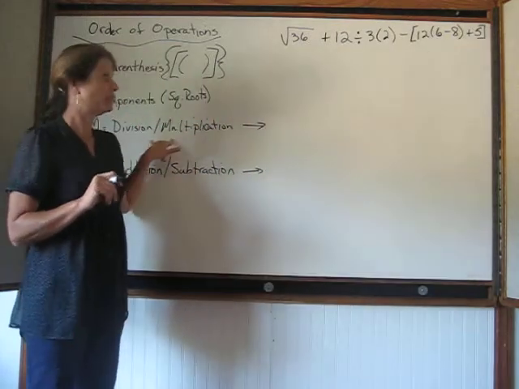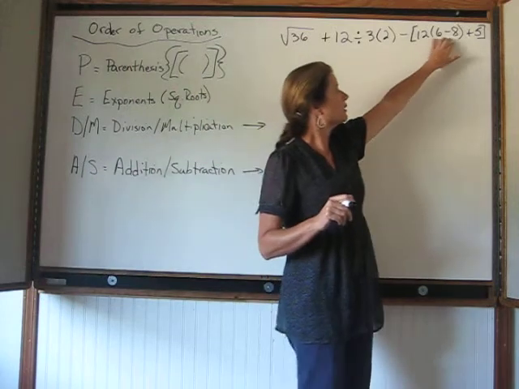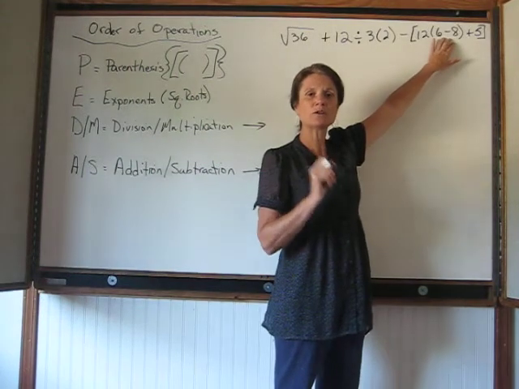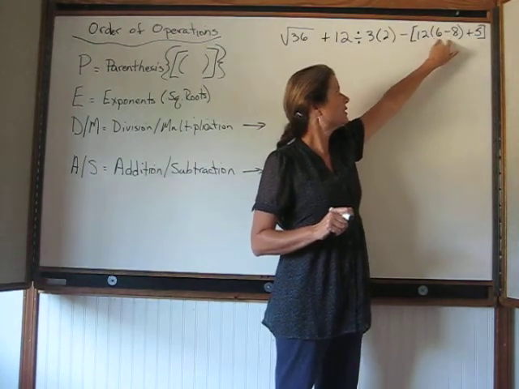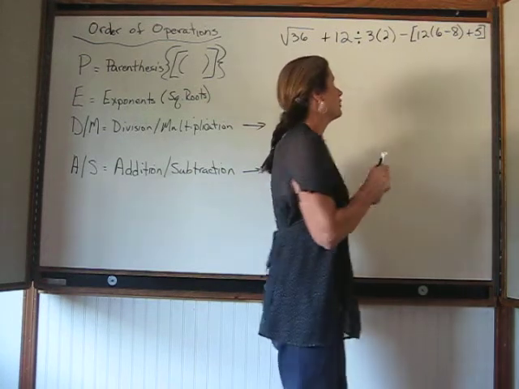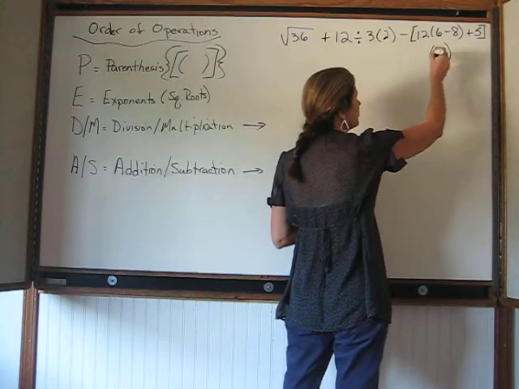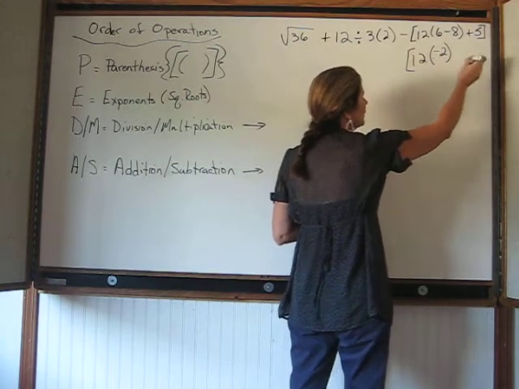Next step, division or multiplication. So we're going to work through that. Now, here's a set of parentheses. So we want to always work through the parentheses. Parentheses inside brackets, always take a look at that first. Okay, so we have 6 minus 8. Inside the parentheses, you end up with a -2.